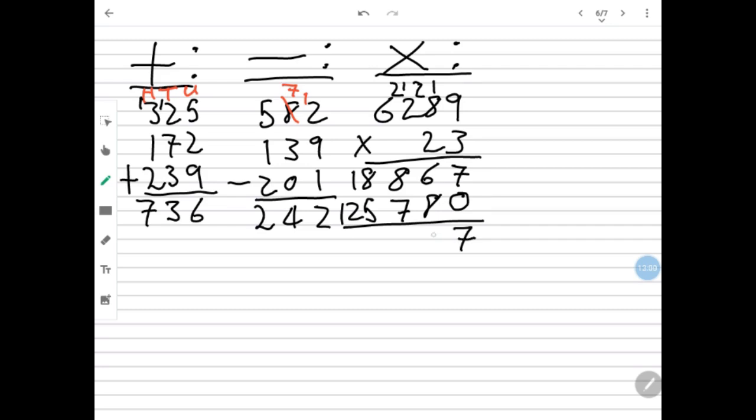6 plus 8 is 14. 9 plus 7 is 16. 9 plus 5 is 14. And 2 plus 2 is 4, and we have a 1. So we have 144,647. All right, that's multiplication.